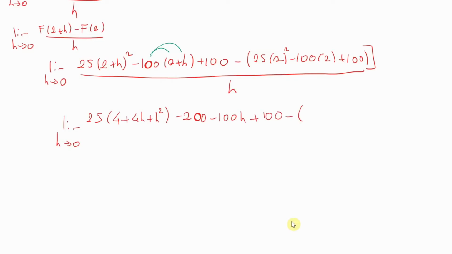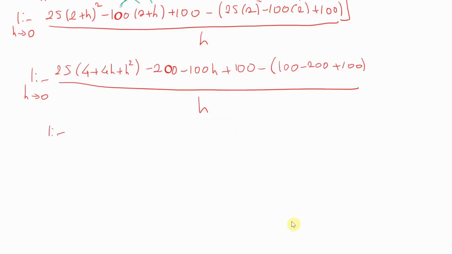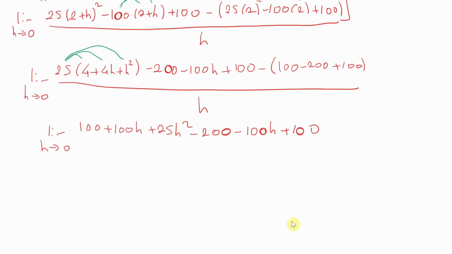Now in brackets, before putting the negatives, I'm going to solve the inside. 2 squared is 4, and then 4 times 25 is going to be 100. 100 times 2 is going to be negative 200, and then plus 100, all over h. Now I'm going to simplify again before canceling out. Limit as h approaches 0: 25 times 4 is 100, 25 times 4h is plus 100h, and lastly 25 times h squared is 25h squared, minus 200 minus 100h plus 100. Now I'm going to multiply by the negative sign for each of these, so I'm going to say negative 100 plus 200 and then negative 100, all over h.